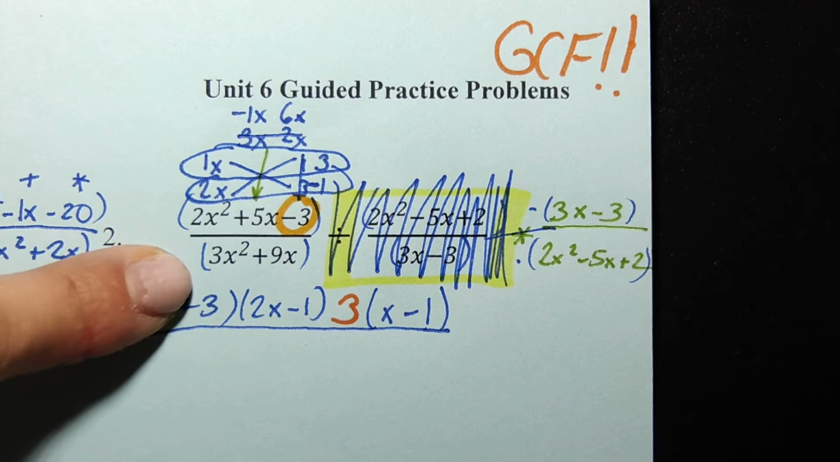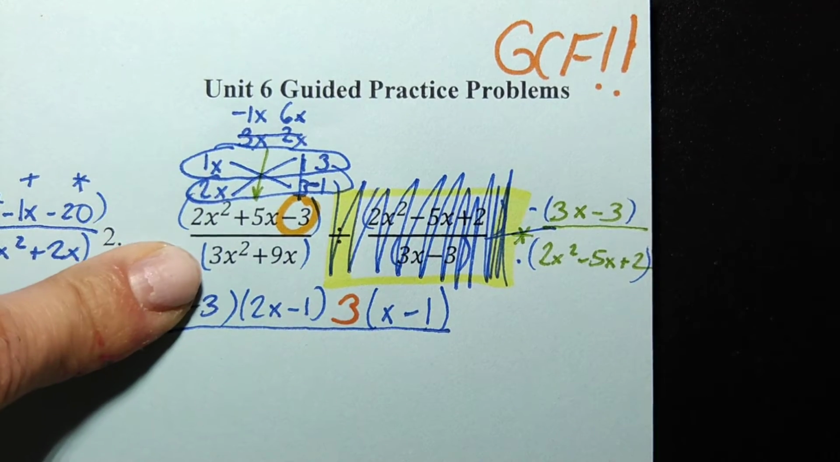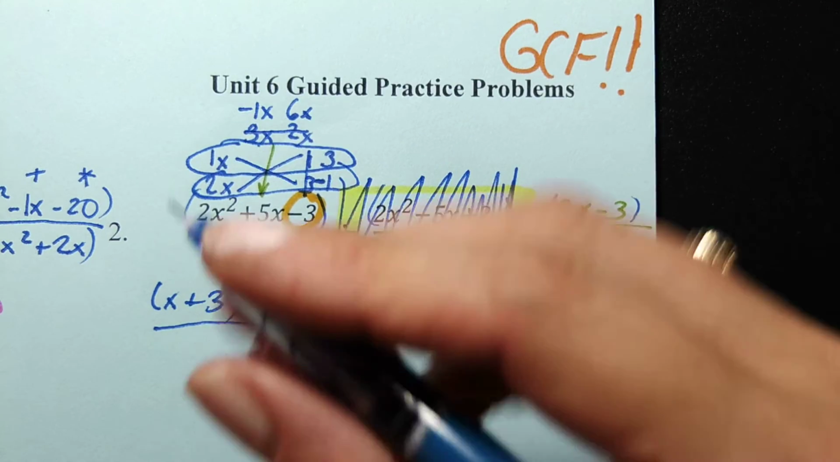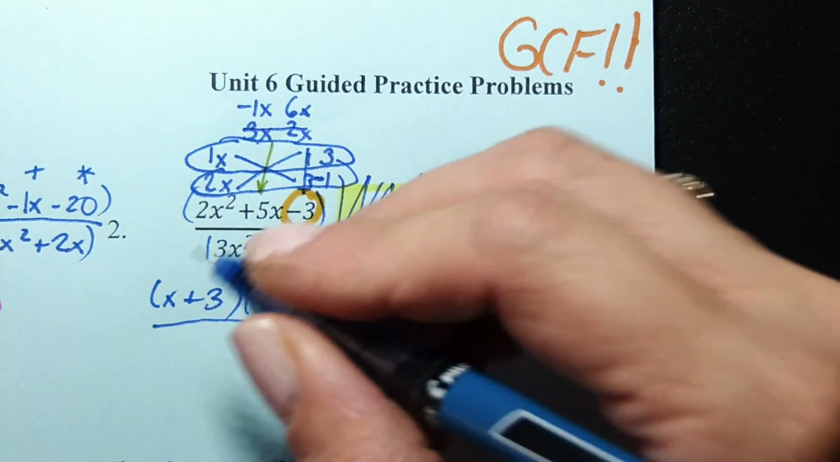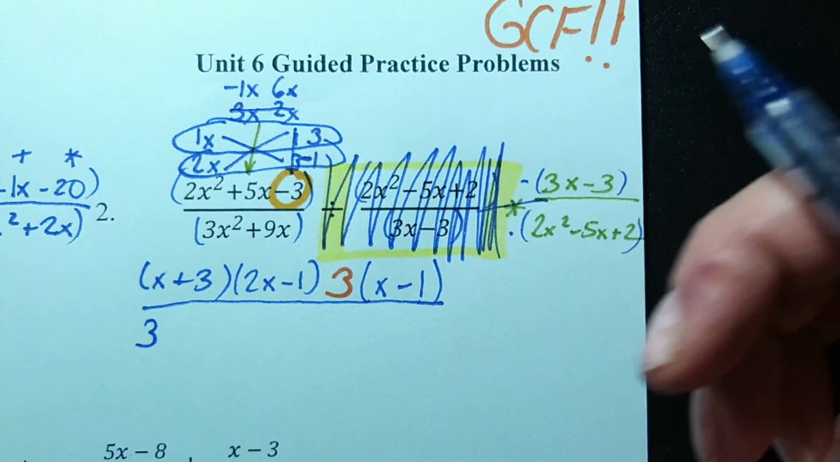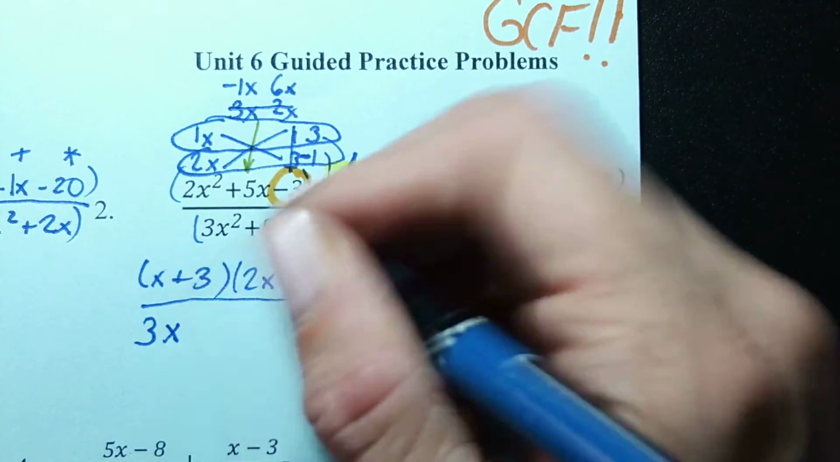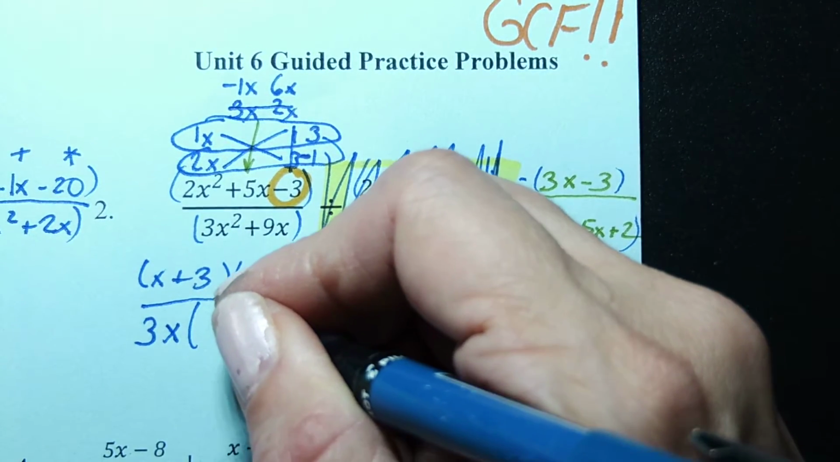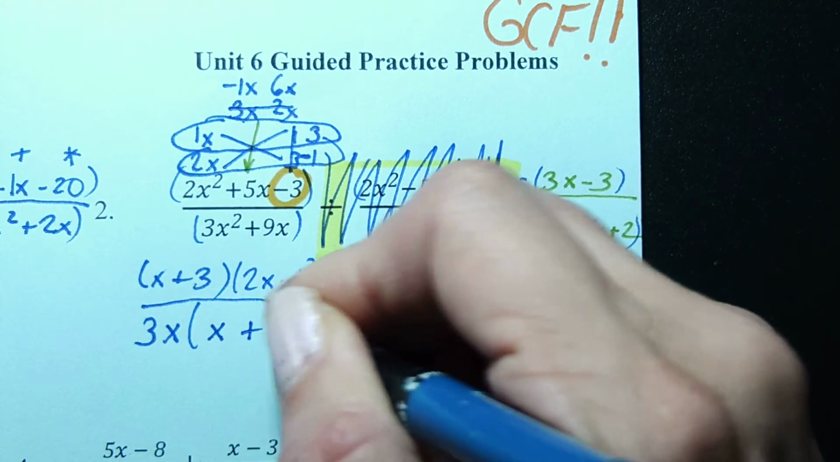Let's go ahead and move to our denominators. What am I going to do with 3x squared plus 9x? GCF. We can take a 3 out. What else can we take out? And x. So take a 3x out of both of those, and that leaves me with x plus 3.